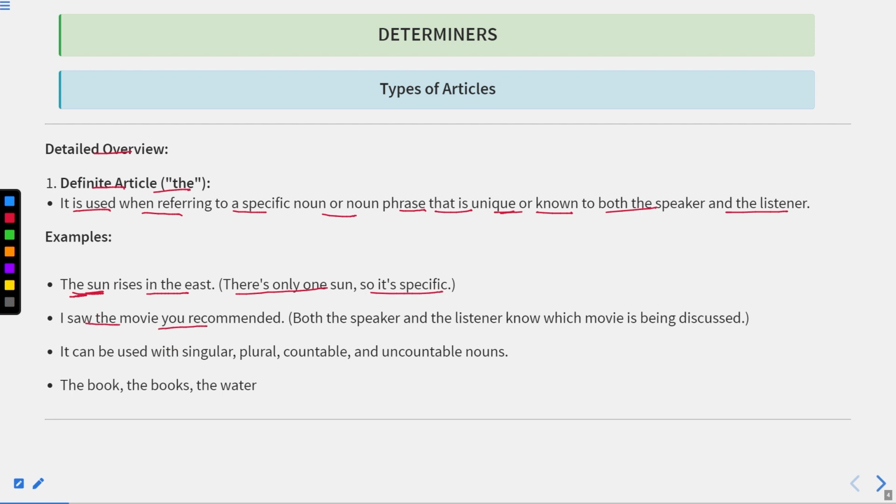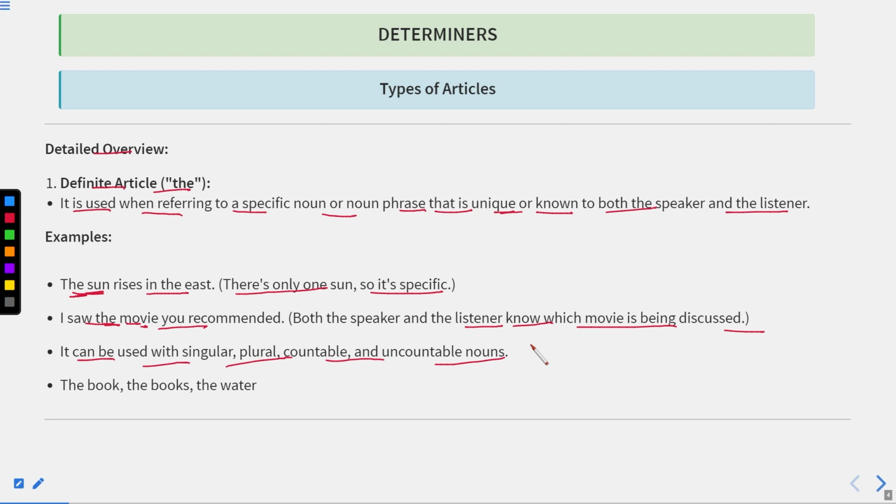I saw the movie you recommended. I saw that movie which you recommended. So I'm talking about only that movie which you recommended. I have used the word the before movie because this is known to both of us, that is the speaker and the listener. The speaker is saying this sentence to the listener, and obviously this listener is the person who recommended the movie to the speaker. So they know which movie is being discussed. It can be used with singular, plural, countable and uncountable nouns.